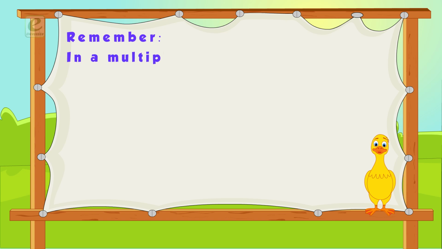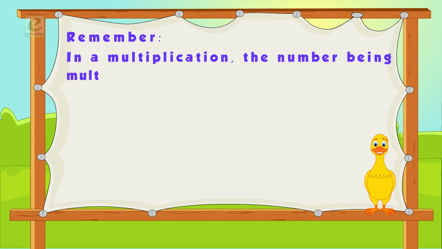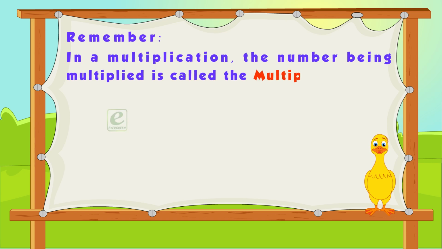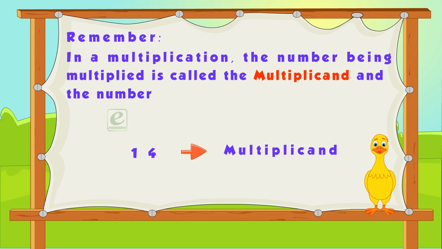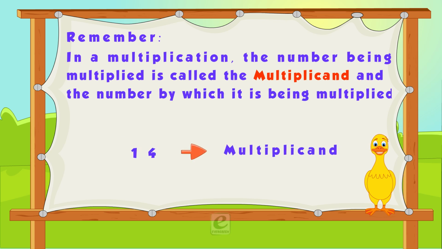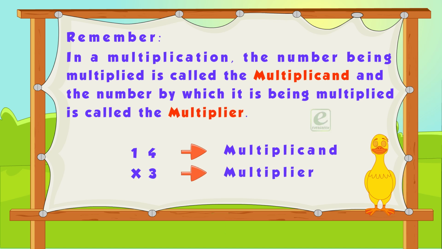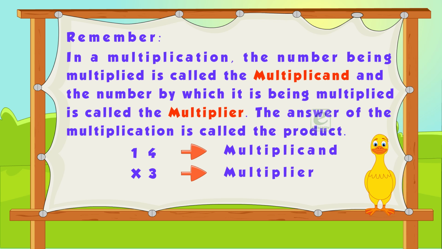Remember, in multiplication, the number being multiplied is called the multiplicand, that is 14, and the number by which it is being multiplied is called the multiplier, that is 3. The answer of the multiplication is called the product, that is 42.